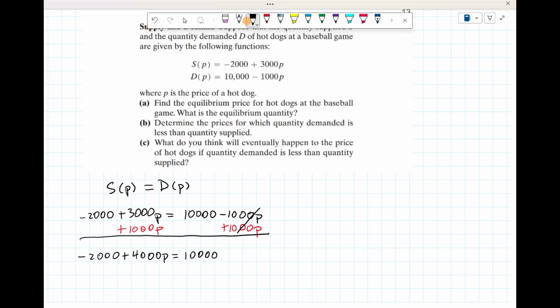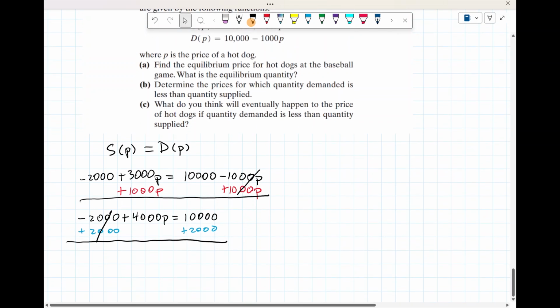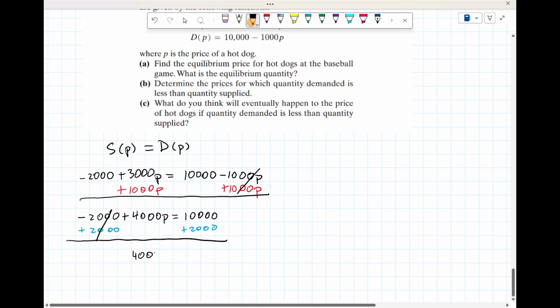I want to get that P by itself, so I'm going to get rid of the negative 2,000 by adding 2,000 to both sides. The 2,000s cancel out, and I have 4,000 P is equal to 12,000. I added that incorrectly at first. And then finally, I divide by 4,000.